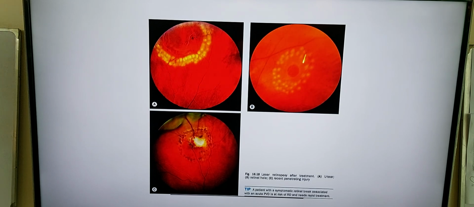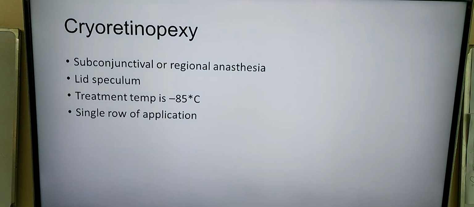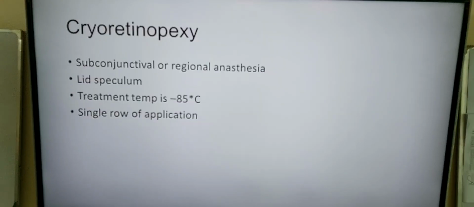This shows a retinal hole and the retinal hole after the laser is given. The second type of treatment is cryoretinopexy. In cryoretinopexy, this is done under subconjunctival or regional anesthesia.